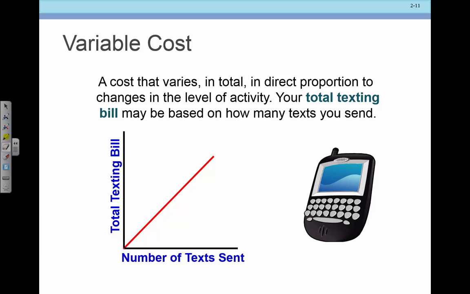If you send 1 million texts, how much is your cost per text? 2 cents. What's your total cost? You send 1 million texts. $200,000. Right?